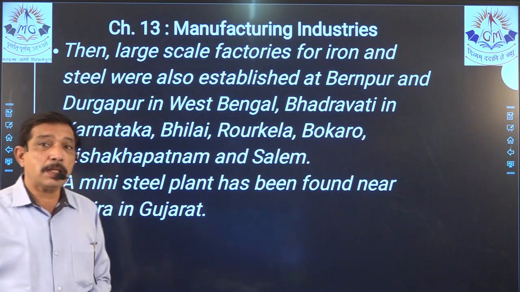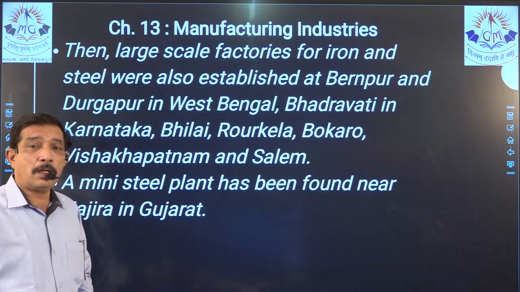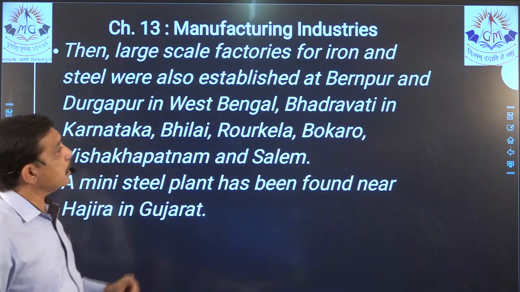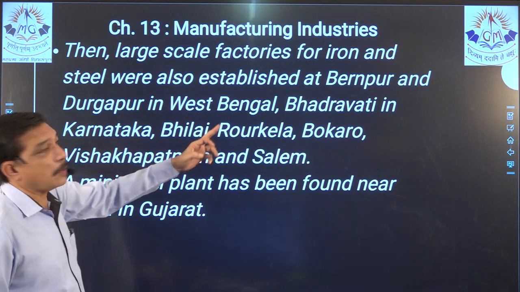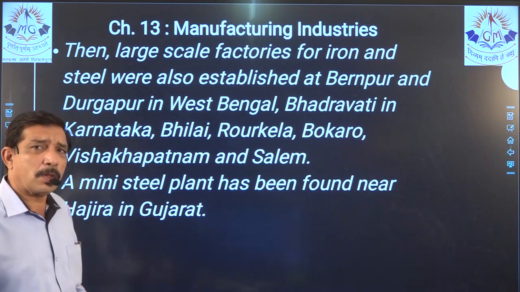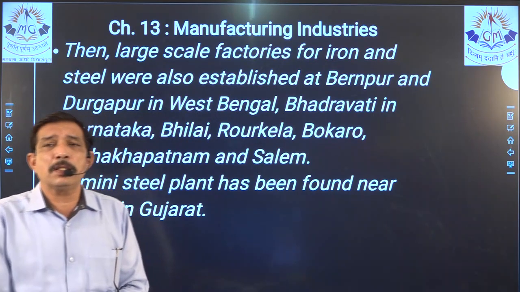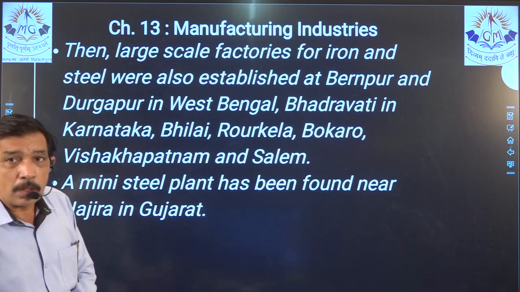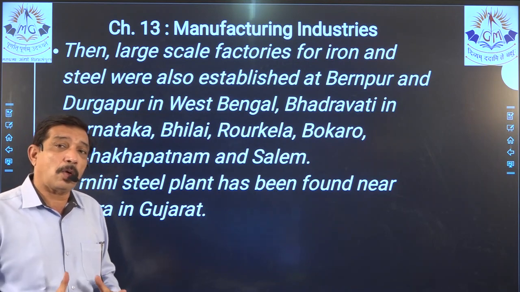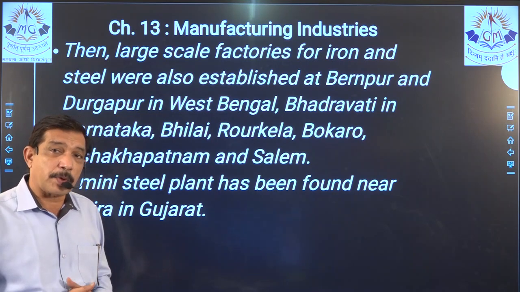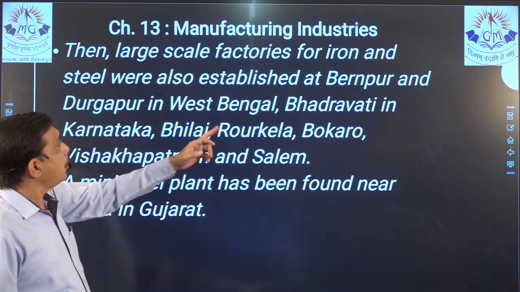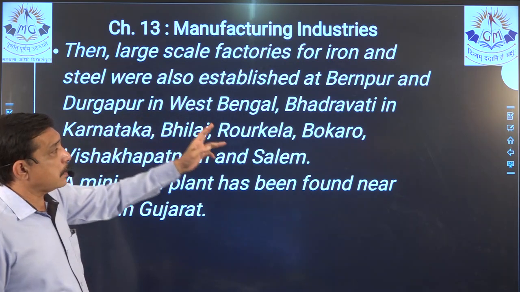Then large scale factories, Burnpur and Durgapur, are established. Also, Burnpur is an iron and steel company in West Bengal, so this is also MCQ. Iron and steel factories were also established at Burnpur and Durgapur in West Bengal. So it can be asked in true or false also. Yes, in Durgapur there is an iron and steel factory, right? It can be asked in one line also: in West Bengal, where are the places where iron and steel is produced? Yes, manufacturing industries or large-scale factories are there. Burnpur is the first one, and in West Bengal, Durgapur is the second one.